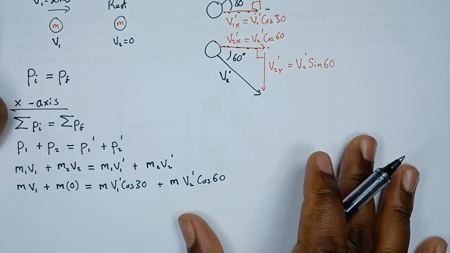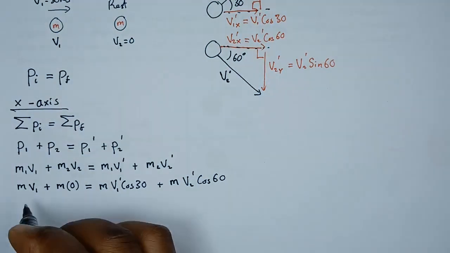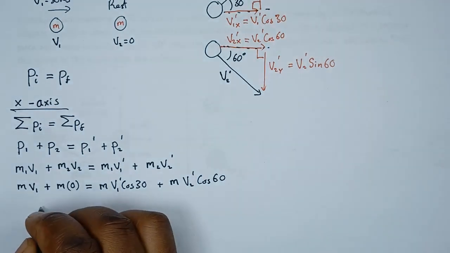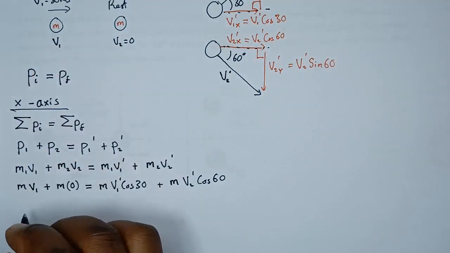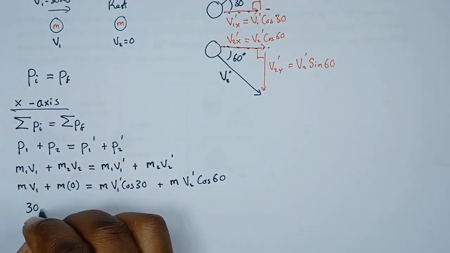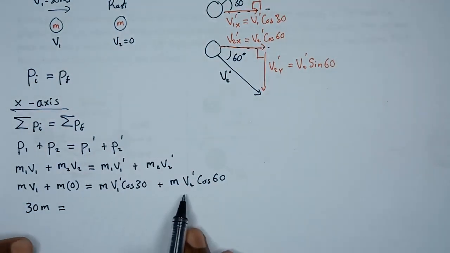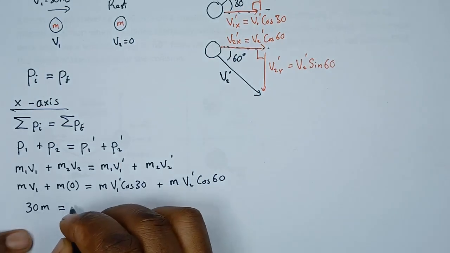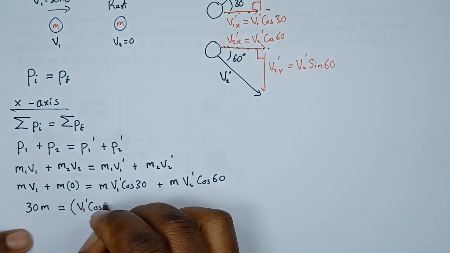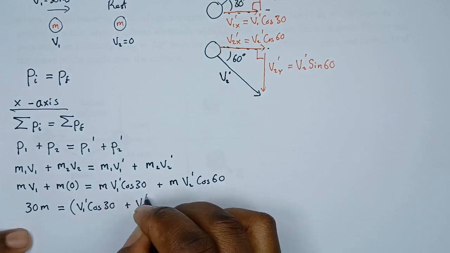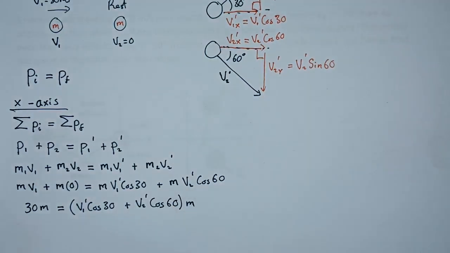Okay. Let's simplify this expression. So to do that, this part here will just remain with, remember the velocity we've been given for object 1 is 30. So we have 30 m. We still have m, the mass, which is equal to. Then let's factor out the m, since it's common. So what remains is simply v1 prime cos 30 plus v2 prime cos 60. We factor out m, like that.